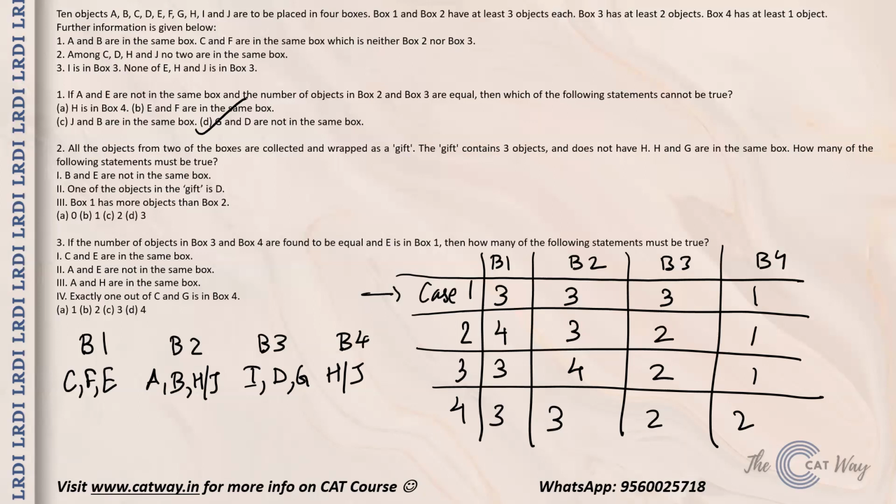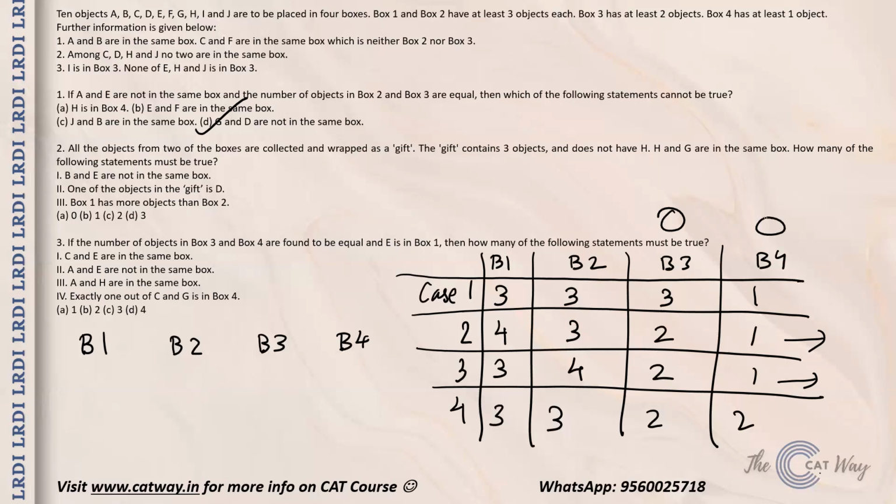Then moving to the second question, let's see what we have. It says all the objects from any two of the boxes are collected and wrapped as a gift. The gift contains three objects, right? So now the gift has three objects from two boxes. So from two boxes to have three objects, the only possibility is in case 2 and case 3. That means box 3 and box 4 are the gift boxes. So the things in box 3 are being gifted and the things in box 4 are being gifted.